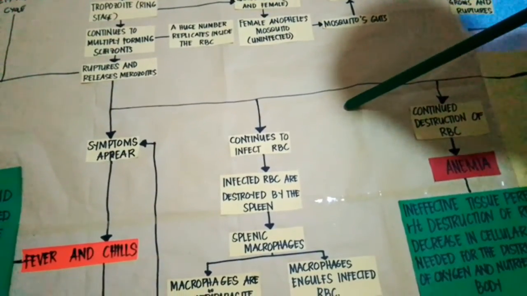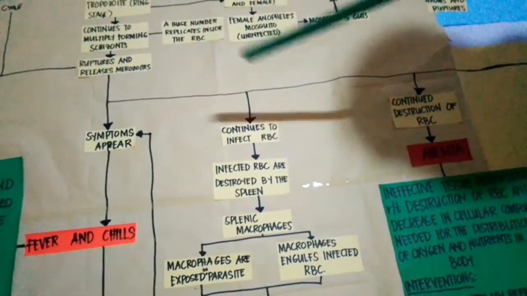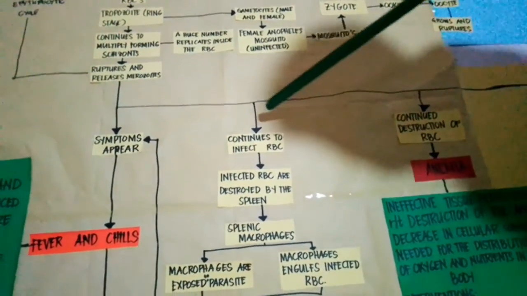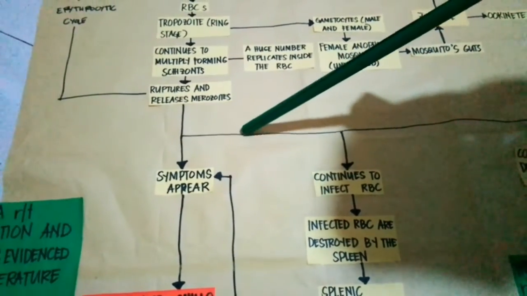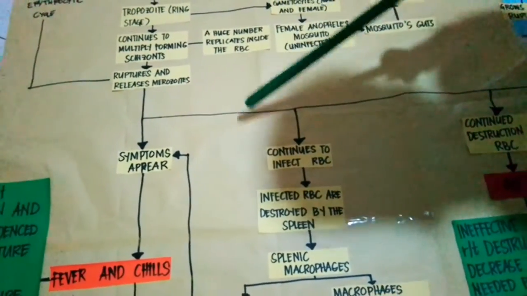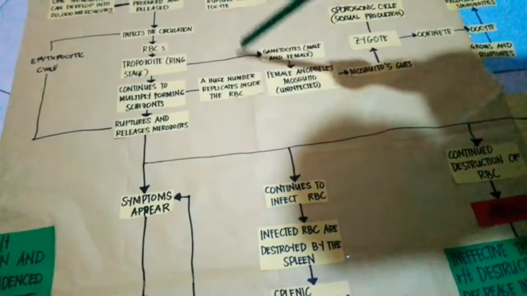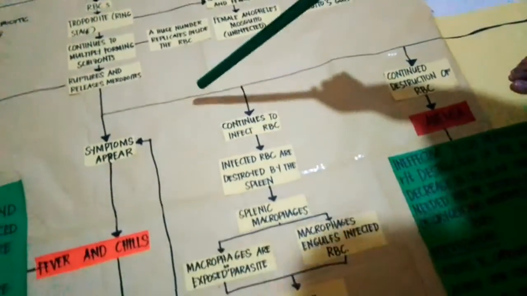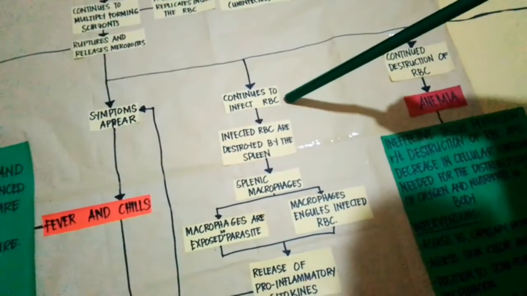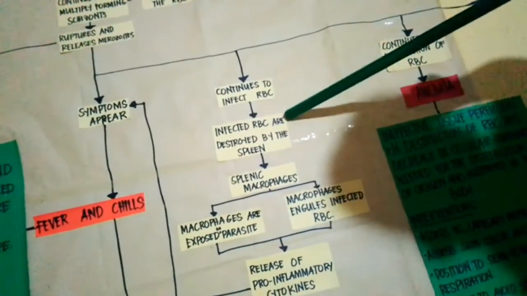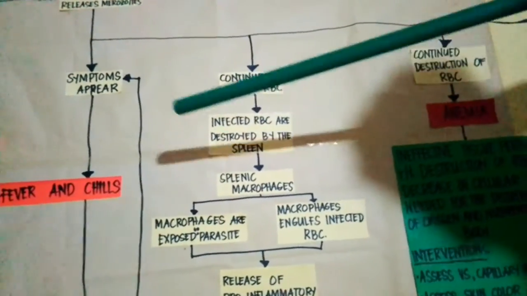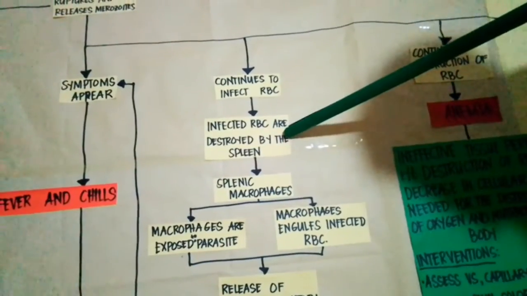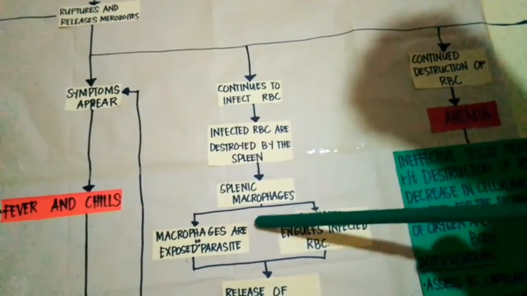Another explanation for why the signs and symptoms appear in the patient is to go back to the rupture and release of merozoites in the bloodstream. After releasing merozoites, they continue to infect other red blood cells. It is a cycle. So it continues to infect red blood cells, and then the infected red blood cells are destroyed by the spleen. The job of the spleen is to destroy old and infected red blood cells. So the spleen releases splenic macrophages.